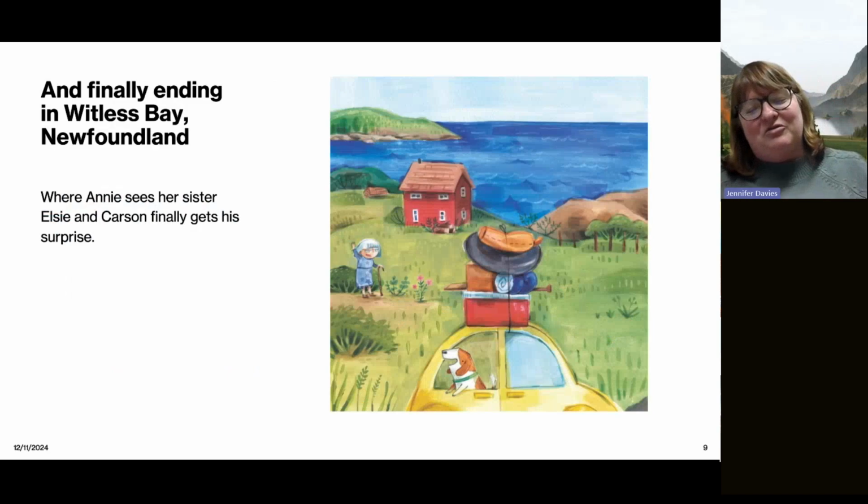And then finally, they go through the rest of the provinces in the east, and they end in Witless Bay, Newfoundland, where Annie sees her sister and her sister Elsie, and Carson finally gets his surprise, because that's kind of like the whole thing. Is Carson going to get a surprise here? Is Carson getting his surprise here? We're guessing, what is Carson's surprise? What's he going to be getting at the end of their vacation?